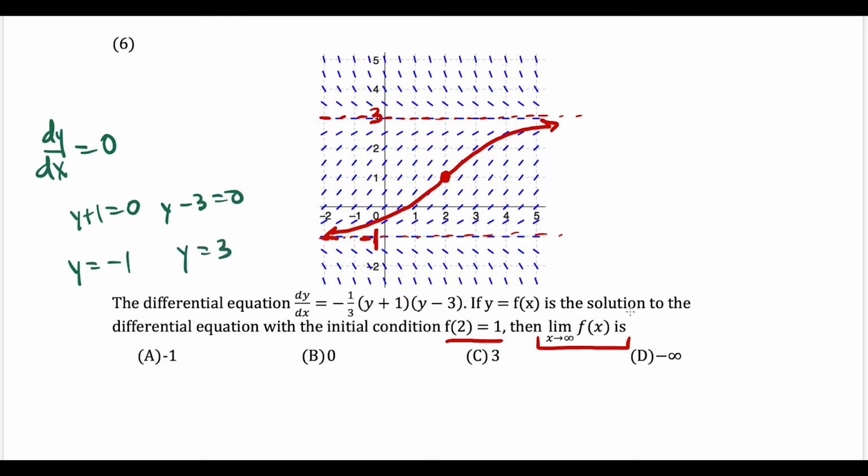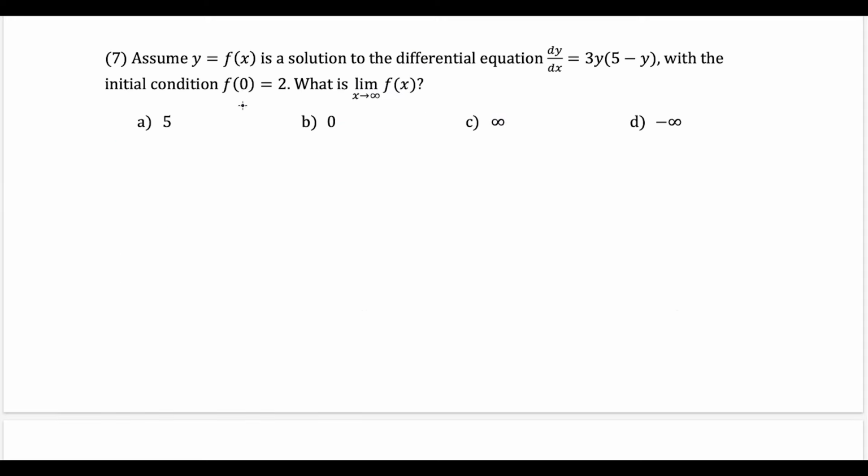So just looking at this here, if we want to find the limit as x approaches positive infinity, notice that we're going to get cut off here by this horizontal asymptote at y equals 3. So that is our limit. Choice C is our answer. So question 7 is a lot like question 6, except now we don't have a slope field. So we just have to use the differential equation.